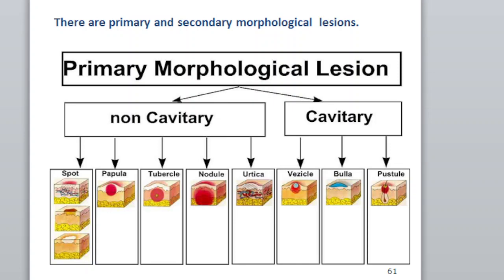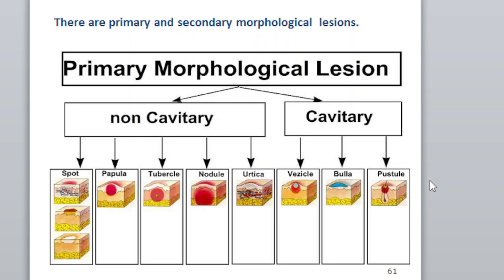There are primary and secondary morphological lesions. Primary morphological lesions are immediate, first results of pathologic processes in the skin. Secondary morphological lesions are formed from the primary due to their spontaneous evolution or reverse development.